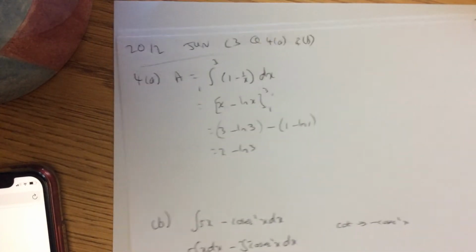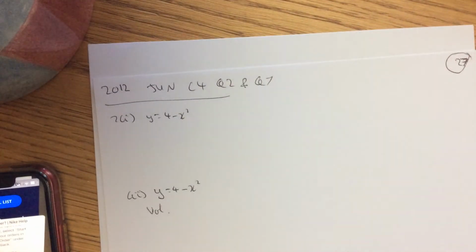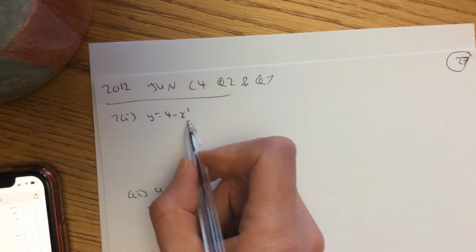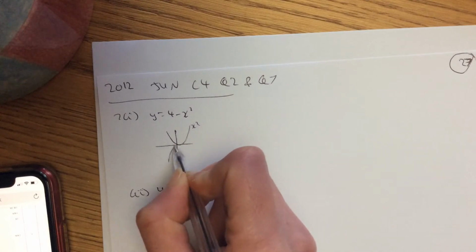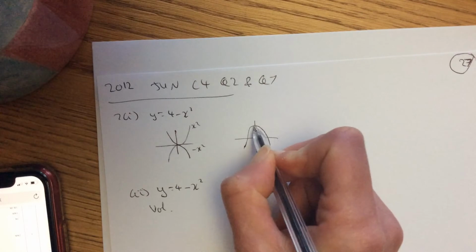Okay. The next paper we're going to look at is the C4 paper from the same year. So question 1 is drawing this graph. Okay, so that's an x squared graph. That's a negative x squared graph. Just lift it up 4.